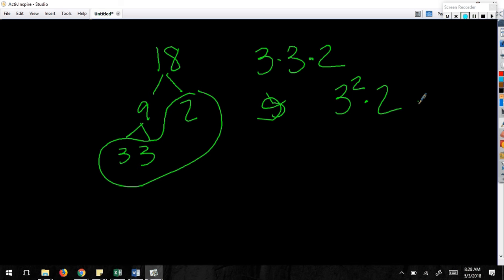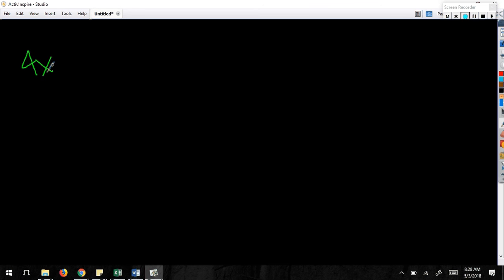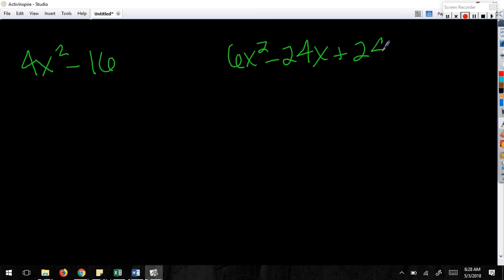All right. Let's start with an easy one then. Actually, before we do it, let's practice finding a least common multiple. Let's say I had 4x squared minus 16, and I had 6x squared minus 24x plus 24. I'm going to pretend like these are in the denominators of fractions, and I need the least common denominator. So what I'm going to find is the least common multiple.